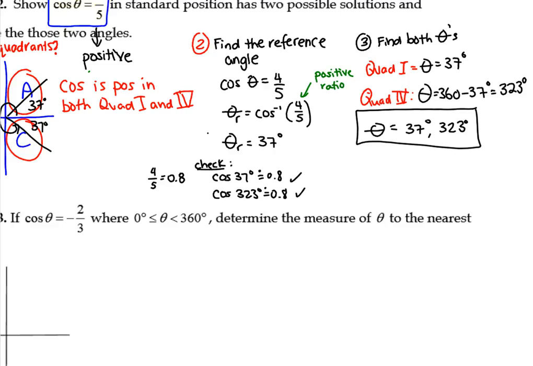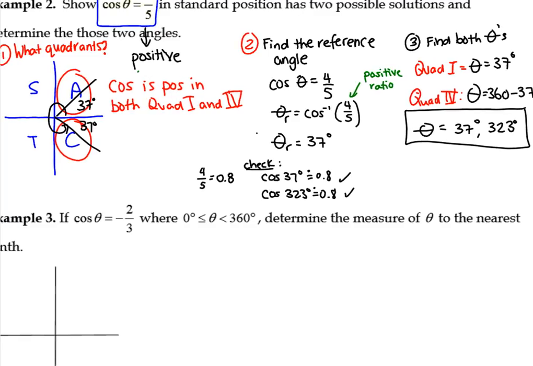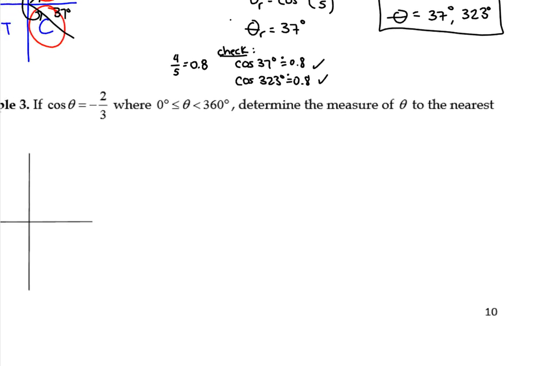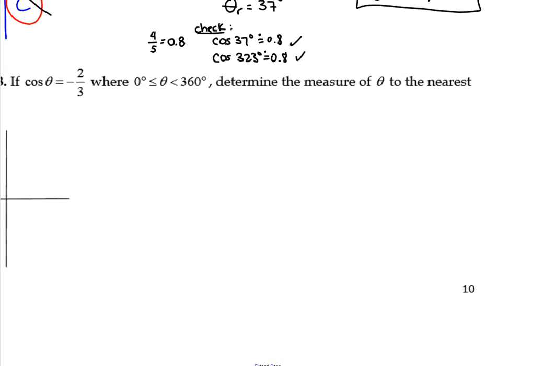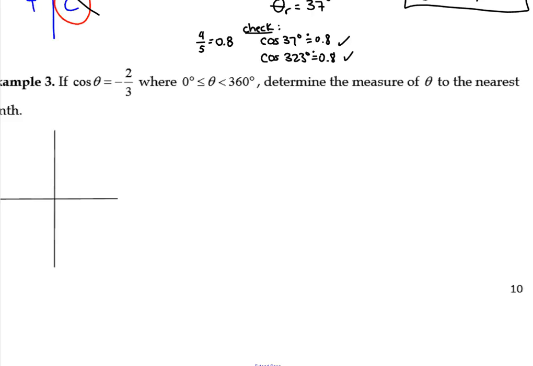Two more examples and then we're done. So we're going to practice the same thing. Okay. If cos theta is equal to negative 2/3, between 0 and 360, determine the measure of theta to the nearest 10th. So, first step, where is positive or negative ratio we're dealing with? We're looking when is cos a negative ratio?